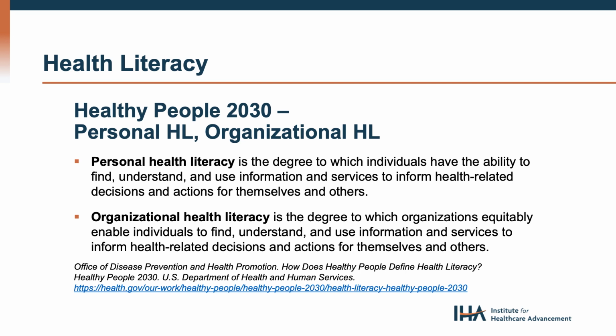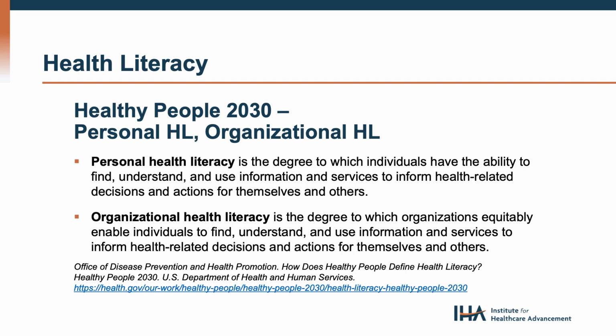So these two definitions are from Healthy People 2030. In this latest iteration of Healthy People, they decided to do two definitions, one for personal health literacy and one for organizational health literacy. So here's the definitions. Personal health literacy is the degree to which individuals have the ability to find, understand, and use information and services to inform health-related decisions and actions for themselves and others. So you can see quite a bit of reference back to that original definition.